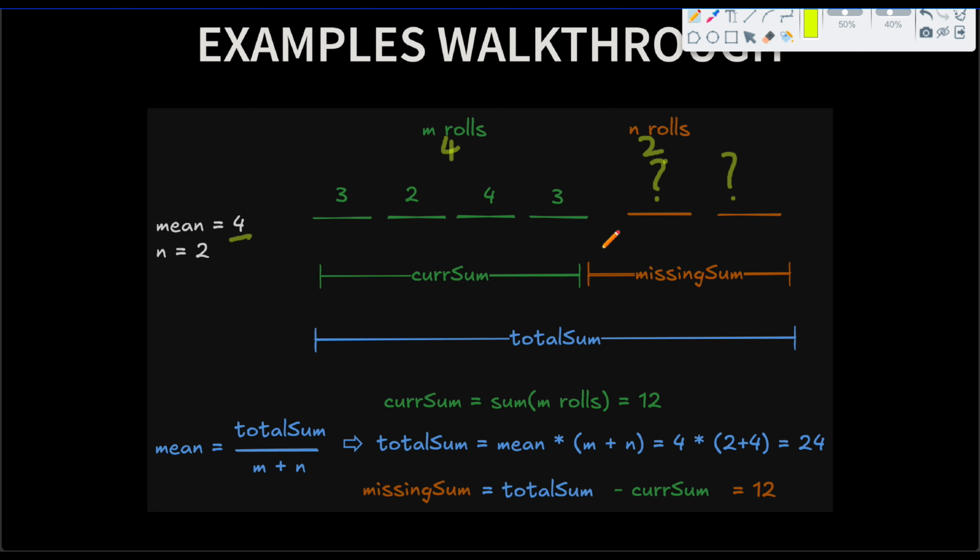So now that we have the total sum, we can calculate the missing sum and distribute it among the two rolls. What will be our missing sum? It will be equal to total sum minus current sum, where current sum is the sum of all the rolls that are available to us, that is the sum of m rolls. So current sum will be equal to 3 plus 2 plus 4 plus 3, that is 12. Our total sum was equal to 24, so our missing sum is equal to 12. And we have to distribute it among two missing rolls.